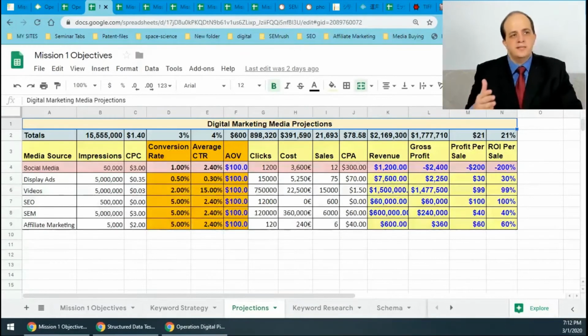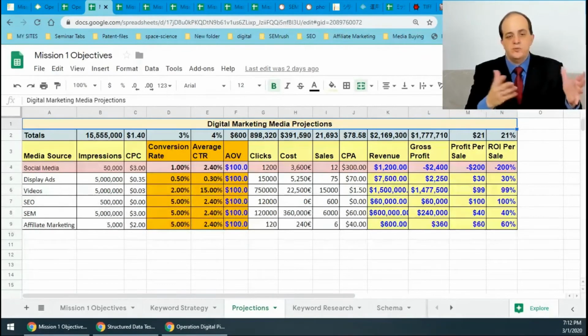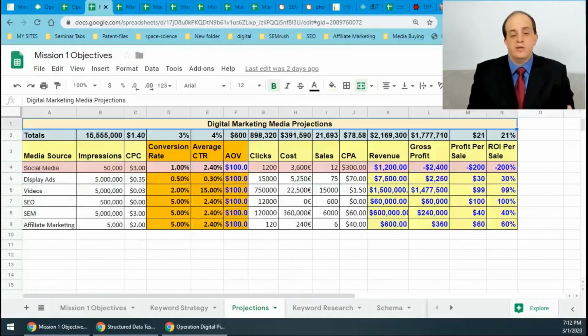In this case, we have impressions, which is how many people see your ads depending on which media source we're talking about. Then we have the cost per click, if it's applicable. If it's not applicable, as in they're not charging cost per click, well, then we can do an effective cost per click, ECPC. Effective means that we boil it backwards. So how much would it be in cost per click if we were paying cost per click? That's ECPC. So either way, we can always have a cost per click in there, unless of course it's free.